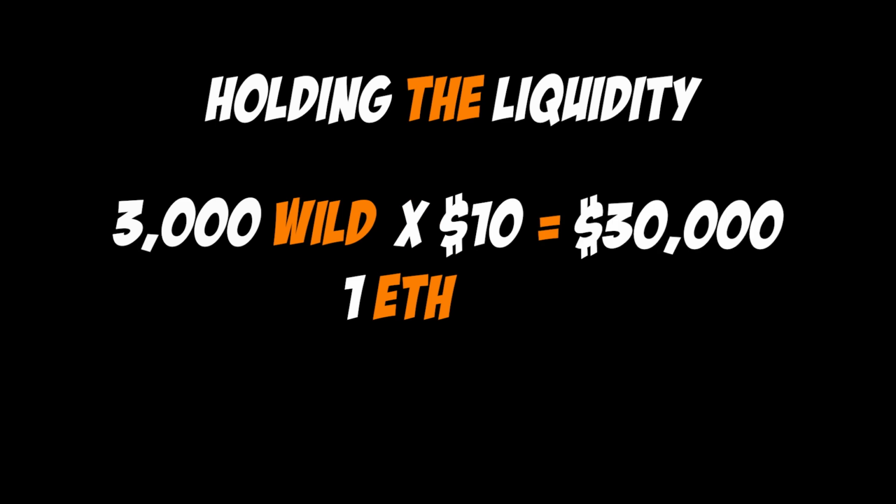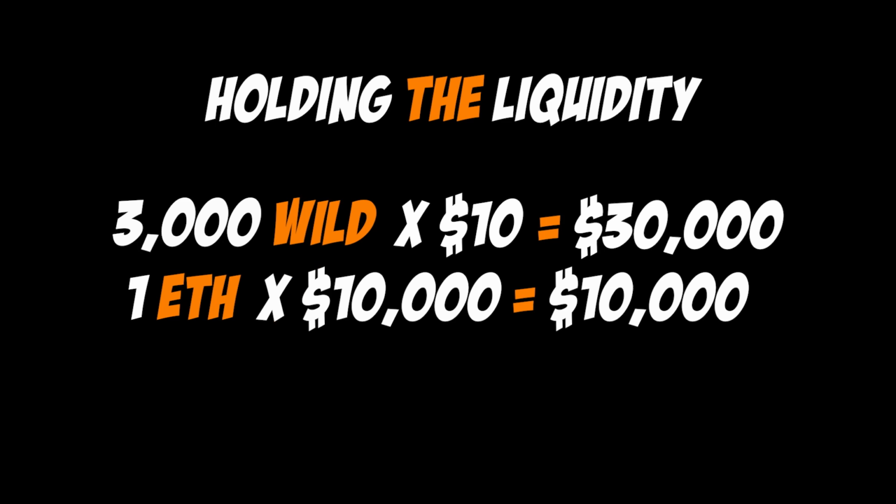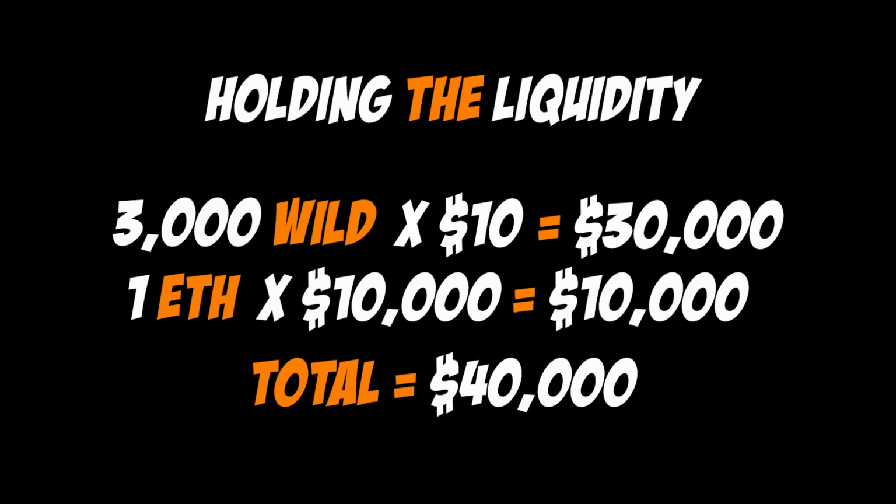So this is the why and the how. If you had just held the 3,000 Wild and the 1 ETH that you added into the liquidity pool, you would have had 3,000 Wild at $10, equaling $30,000. The 1 ETH would be $10,000, a total of $40,000.